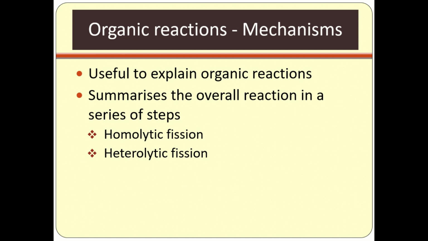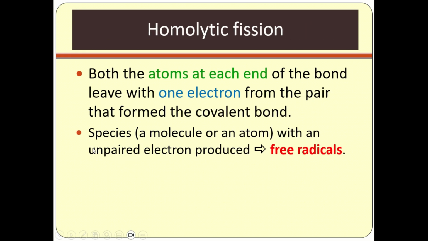Fission in organic chemistry means the breaking of a covalent bond. Homolytic fission means even breaking of a covalent bond. Heterolytic fission means uneven breaking of a covalent bond. So the difference is these two words, homolytic or heterolytic. In a homolytic fission, even breaking of a covalent bond, both the atoms at each end of the bond leave with one electron from the pair that form the covalent bond.